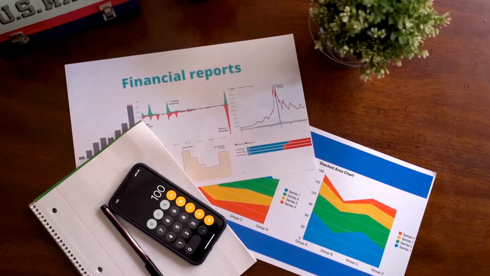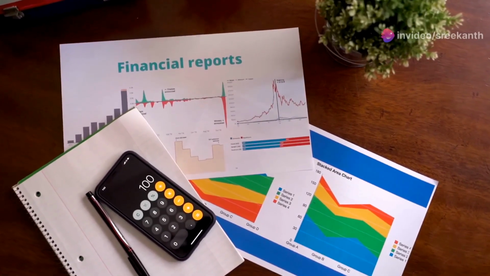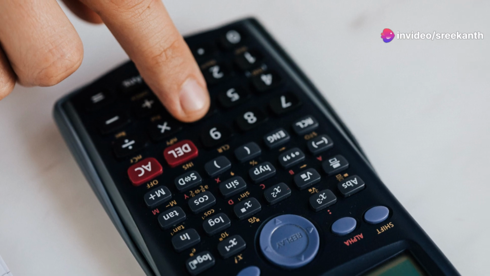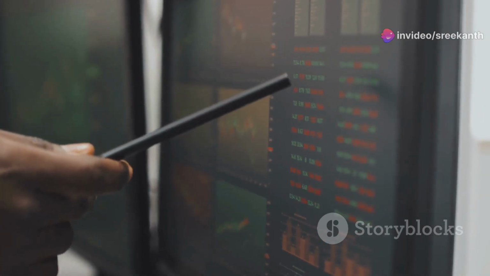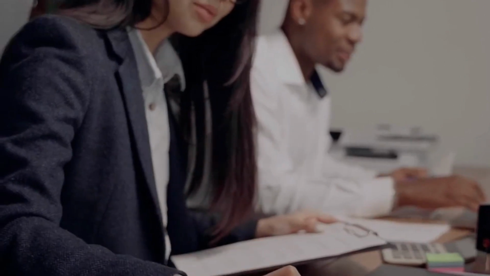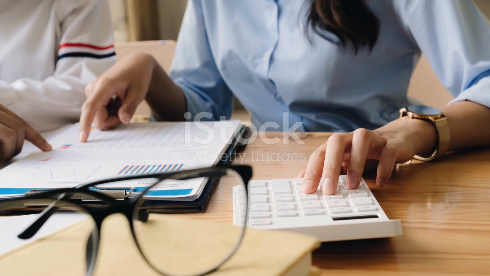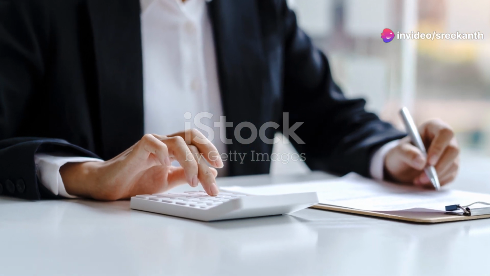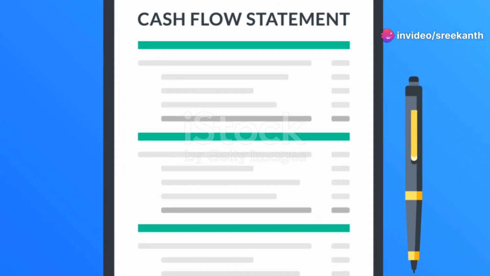Now, calculating their cash flow to firm, or CFF, we add the NOPAT to the depreciation and amortization, then subtract the increase in working capital and the capital expenditures, which gives us $400,000. For the cash flow to equity, or CFE, we take the CFF and subtract the debt payments, resulting in $300,000.